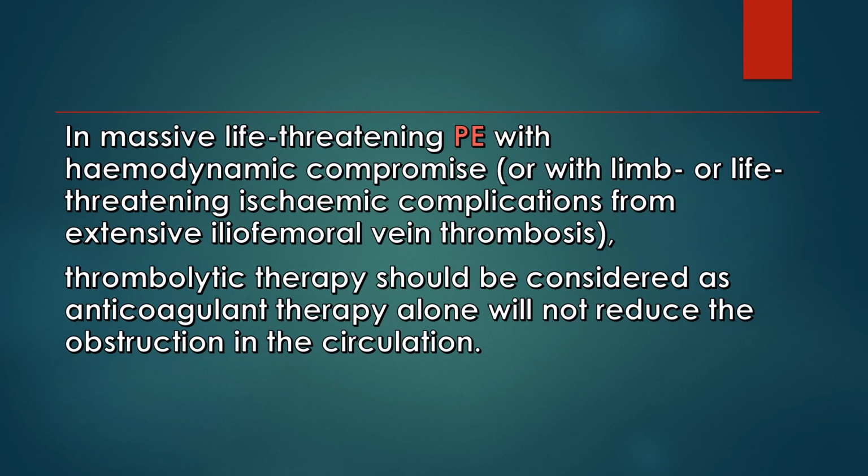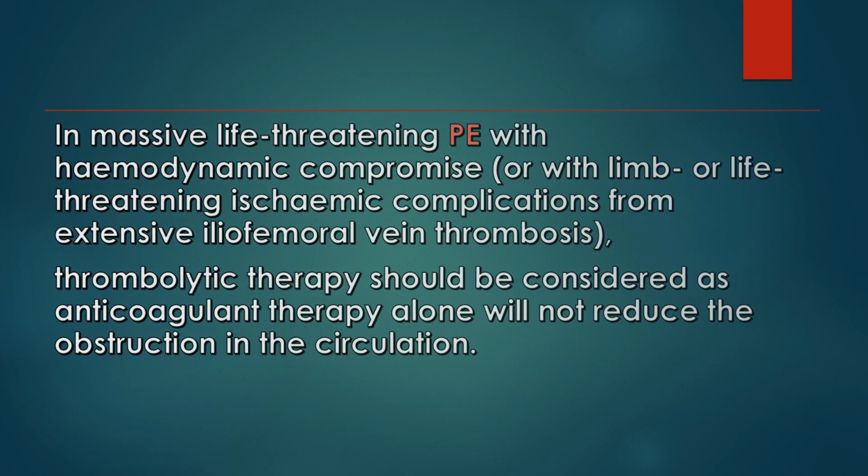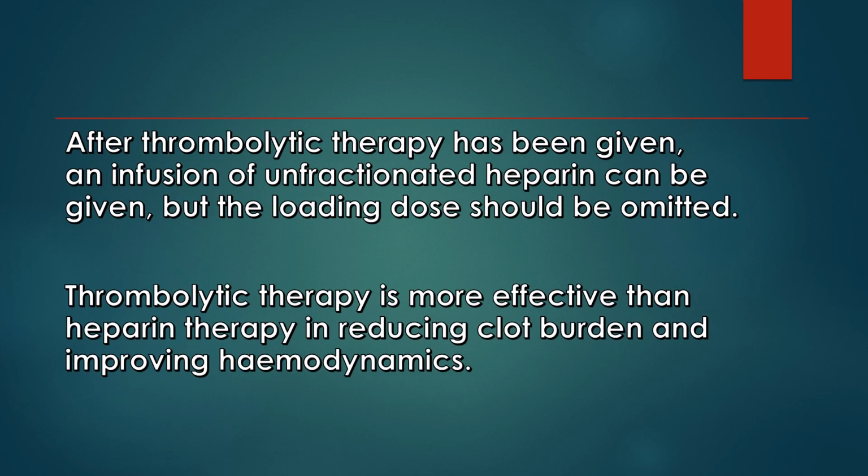In massive life-threatening pulmonary embolism with hemodynamic compromise, or with limb or life-threatening ischemic complications from extensive iliofemoral vein thrombosis, thrombolytic therapy should be considered, as anticoagulant therapy alone will not reduce the obstruction in the circulation. After thrombolytic therapy has been given, an infusion of unfractionated heparin can be given, but the loading dose should be omitted. Thrombolytic therapy is more effective than heparin therapy in reducing clot burden and improving hemodynamics.